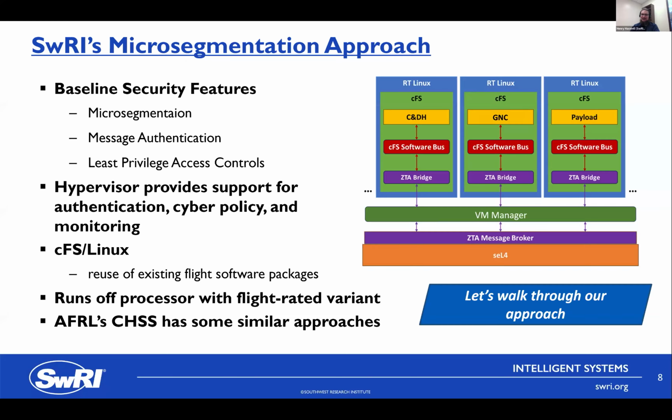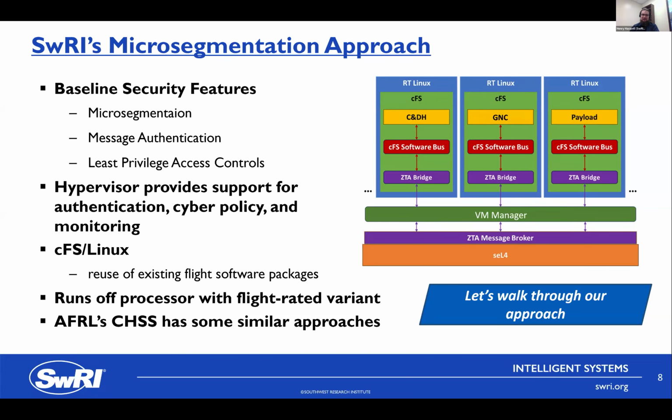So let's look at a high level at our approach here. Some of the baseline security features in our architecture: we have microsegmentation, which is going to be our big focus here. And what that means is each of our data flows, we're segmenting them from each other. We're doing this through these virtual machines being managed by Microkit and seL4. This hypervisor also provides support for authentication, enforcing cyber policies, and monitoring for anomalous behavior.